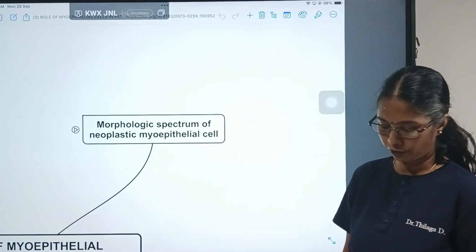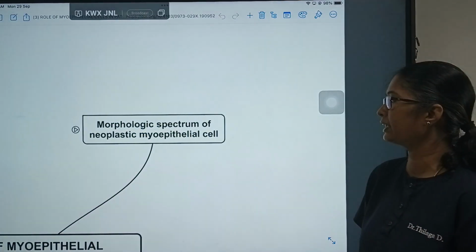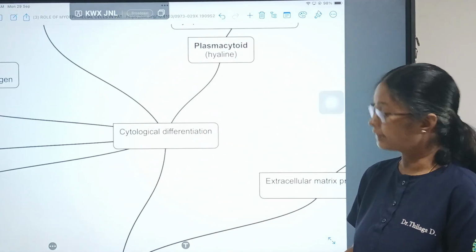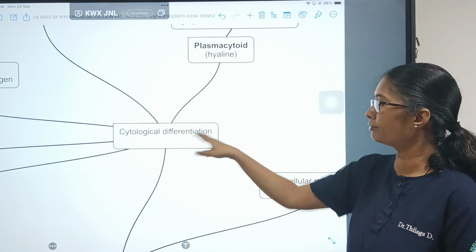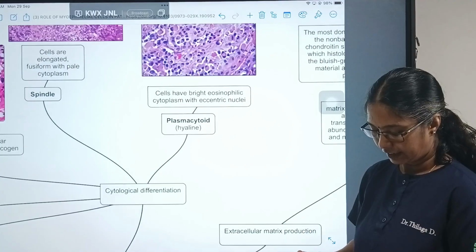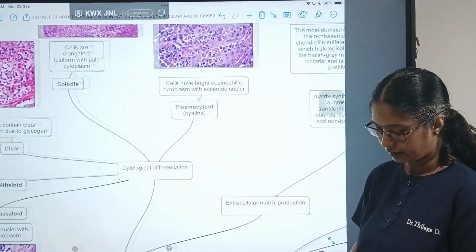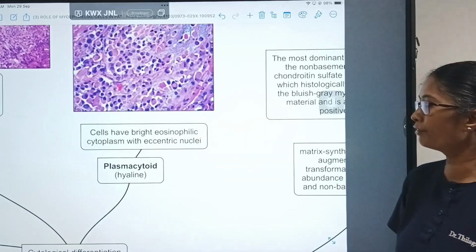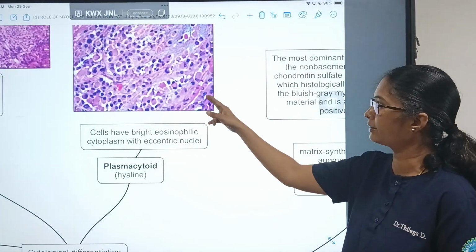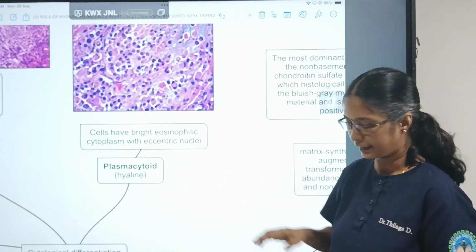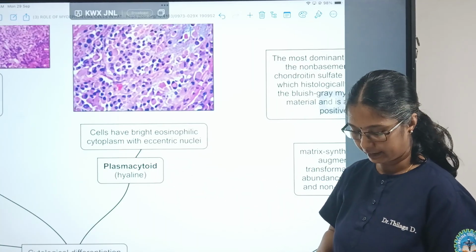So there is a morphological spectrum of neoplastic myoepithelial cells. We'll just see what all there are. There are classifications on the basis of the cytological differentiation. We have the plasmacytoid variation, where the cells have bright eosinophilic cytoplasm with eccentric nuclei. Since plasma cells also have the same, they are called plasmacytoid, and they have hyaline deposition.